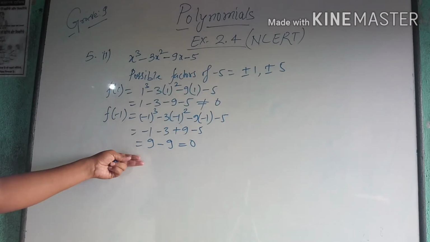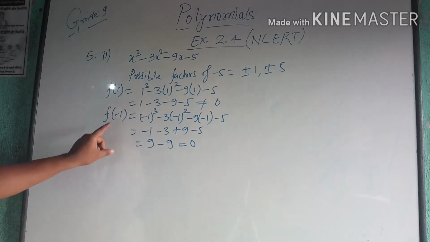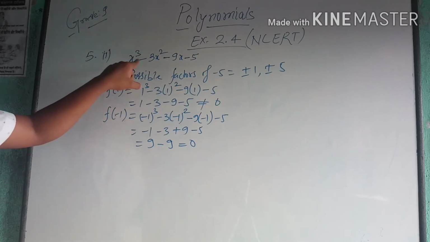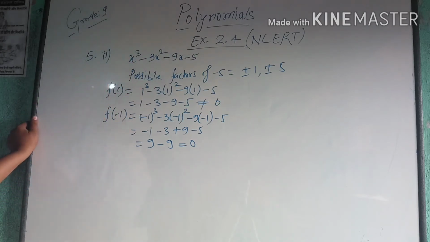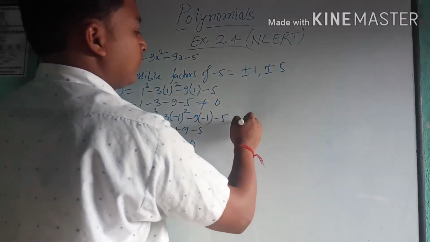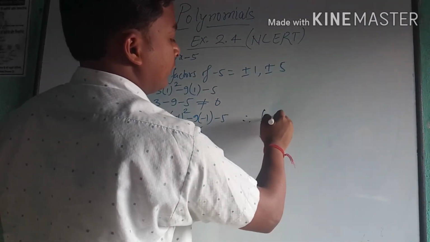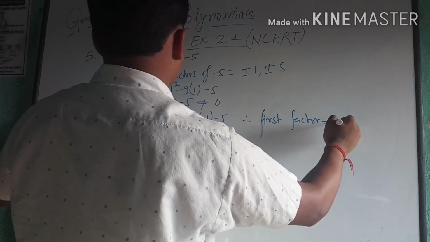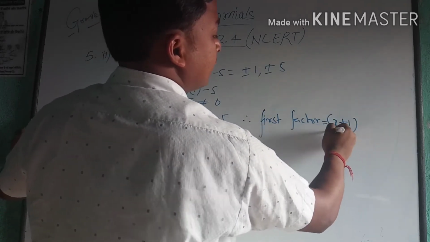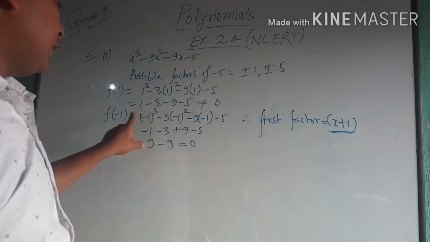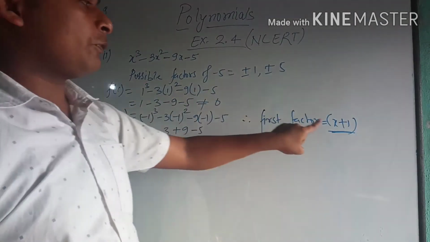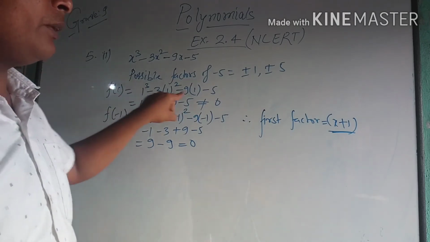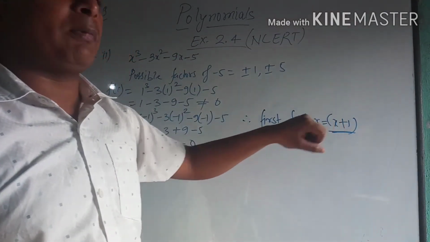So from here we can conclude that at f of minus 1, the entire value of the given polynomial becomes 0. So the first factor is equal to x plus 1. Yes, this is highlighted because when the value is minus 1, the factor will be positive, whereas if it had been a zero of 1, then it would be written as x minus 1.